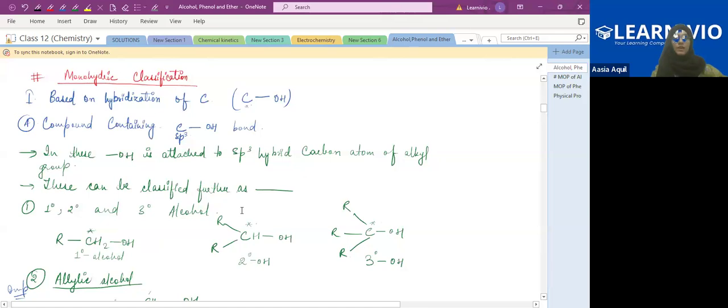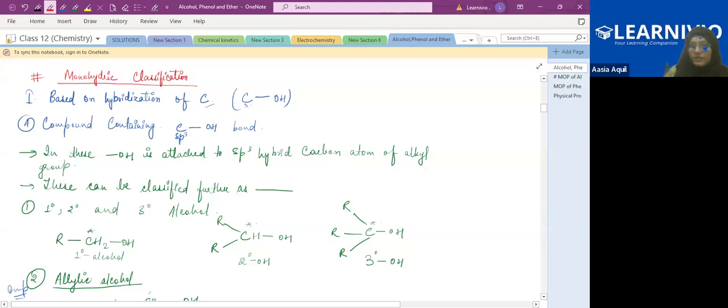Okay, next topic is monohydric classification. Monohydric type of molecules are classified further on the basis of hybridization of carbon. Only monohydric classification we will see, right? And this classification is based on the hybridization of the carbon to which the hydroxyl group is directly attached.